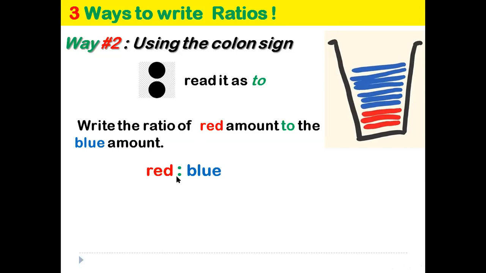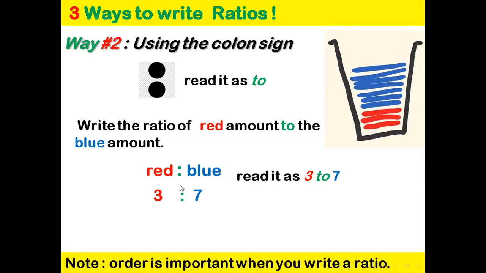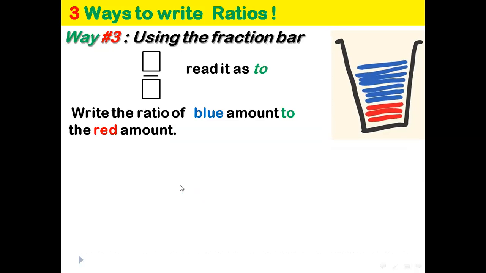Red to blue. So how many red parts do we have? 3. To the blue parts, 7. 3 to 7. So we read it 3 to 7, but we can use the colon. And we can use another way, number 3, which is using the fraction bar, the bar of the fraction.